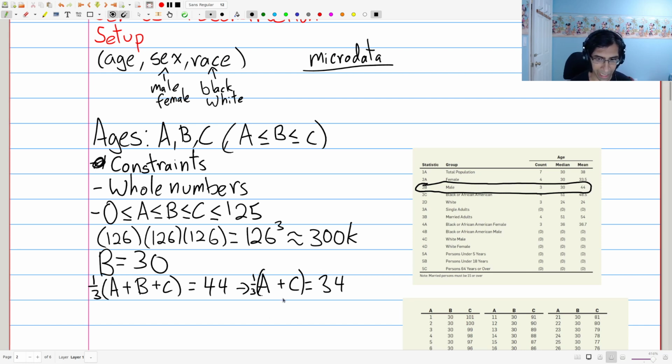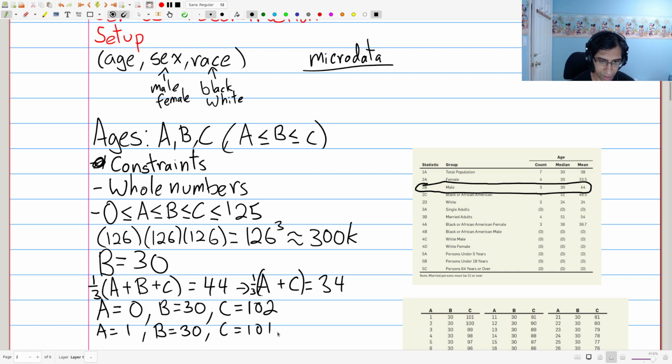So now we have far fewer choices and far fewer options for what A, B, and C can be. For example, now based on this, we could say one possible solution, which you can verify for yourself, is A equals 0, B equals 30, and C equals 102. This is one possible set of ages which would satisfy this constraint. That's one option, but actually there's a total of 31 different options. For example, you can also do A equals 1, B equals 30, C equals 101, and so on.